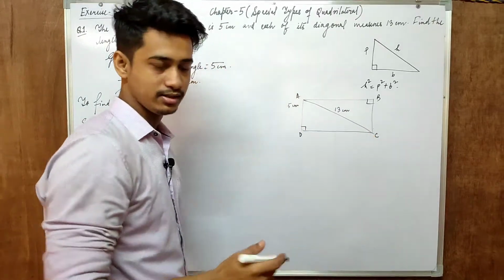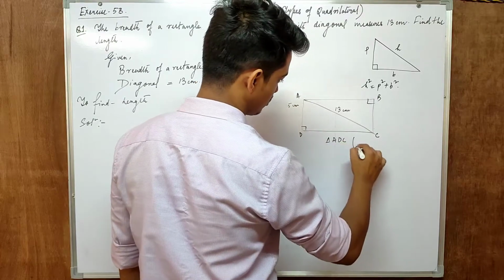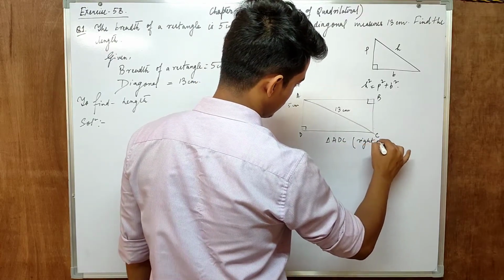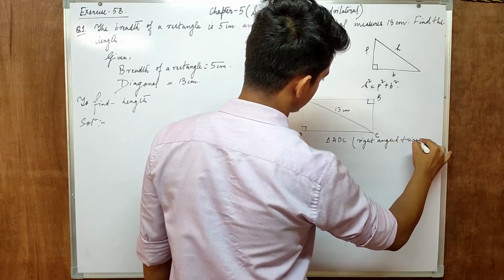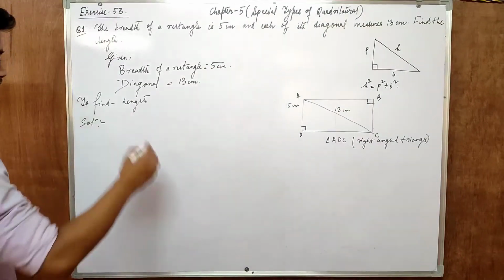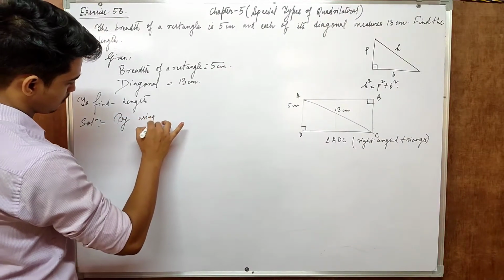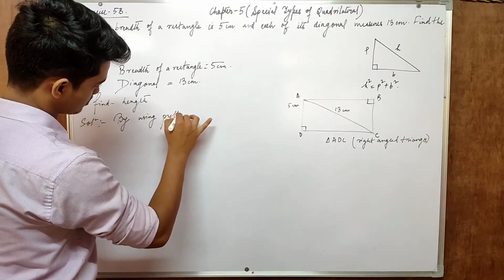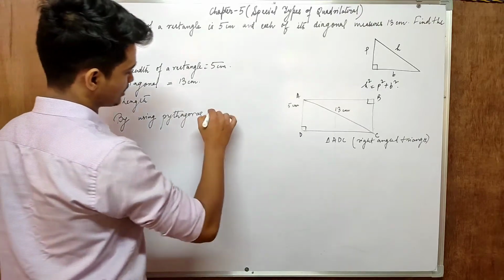ADC is what type of triangle? I'm talking about triangle ADC. It is a right angle triangle. So that means Pythagoras theorem will hold. How do we write it? By using Pythagoras theorem.